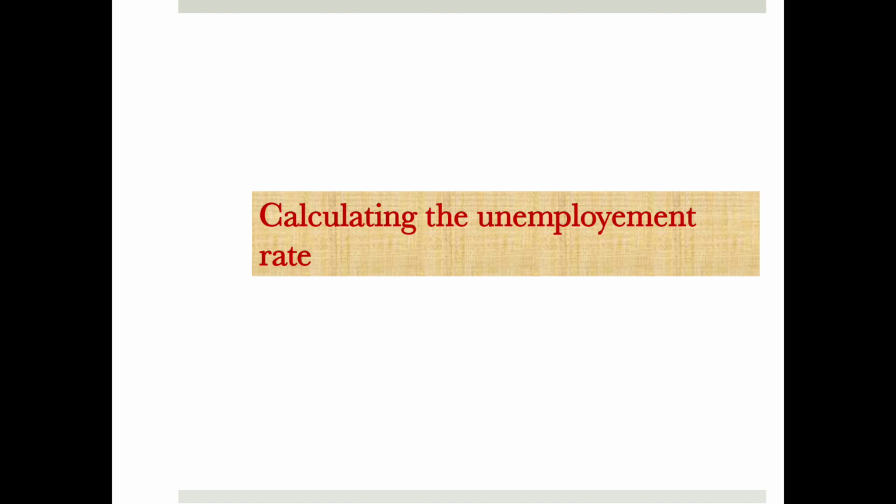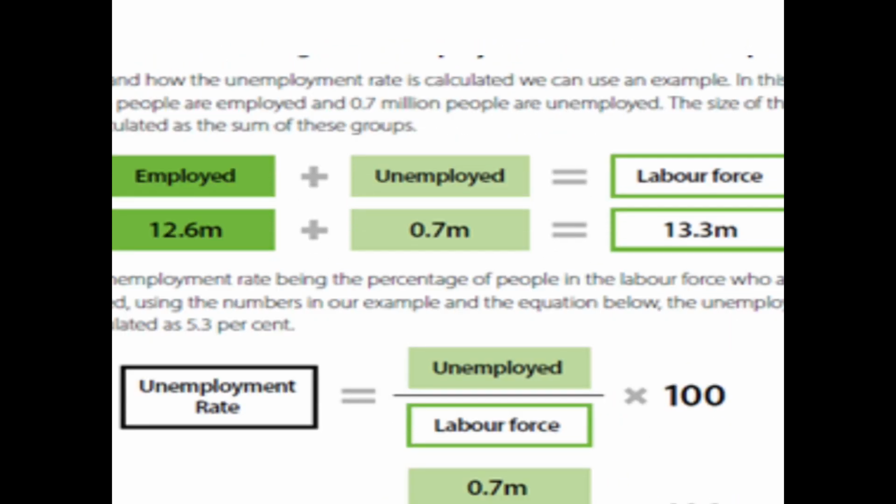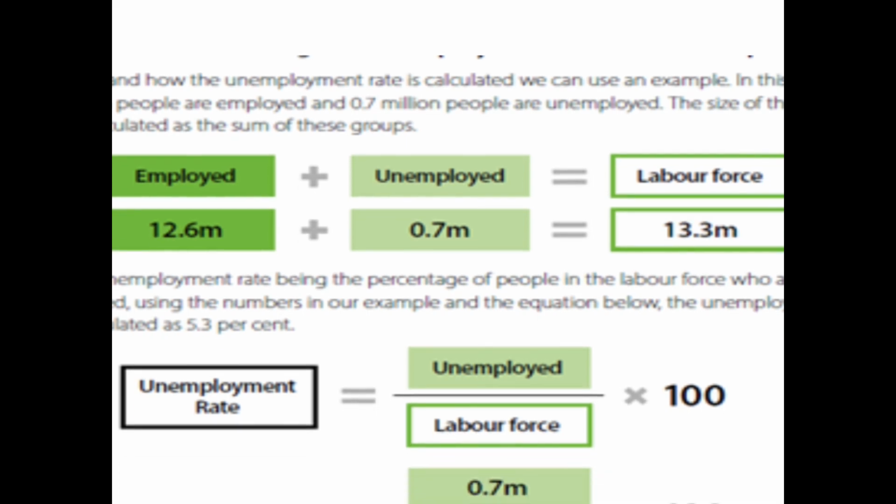So now, to understand how the unemployment rate is calculated, we can use an example. In this example, we have 12.6 million people employed and 0.7 million people unemployed. So the size of the labor force is calculated as the sum of these two groups.